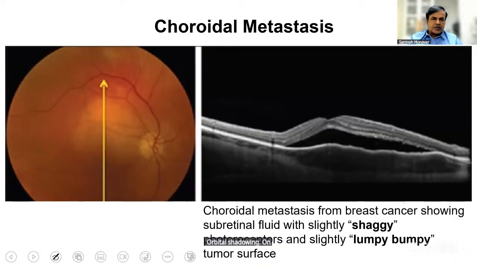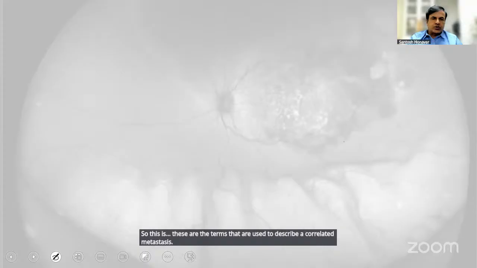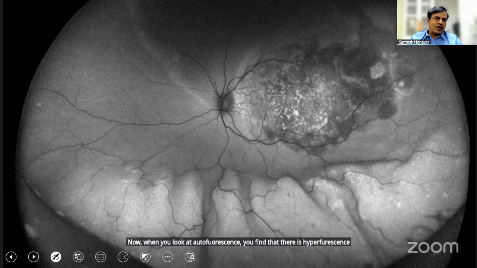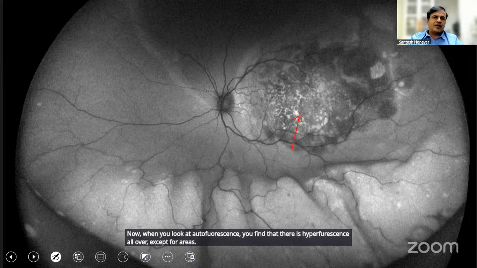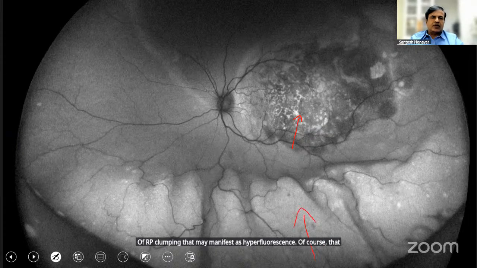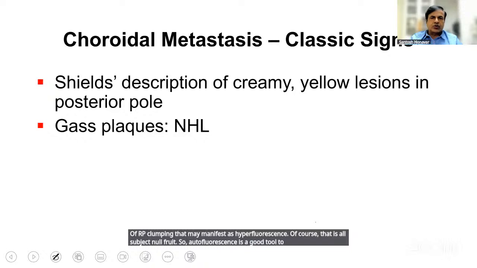On OCT, this is a typical picture. Of course, there is a spectrum again. This is a patient with a metastasis from a breast cancer showing subretinal fluid here with shaggy photoreceptors and a lumpy bumpy tumor surface. So these are the terms that are used to describe a choroidal metastasis on OCT. Now, when you look at autofluorescence, you find that there is hypofluorescence all over except for areas of RPE clumping that may manifest as hyperfluorescence. Of course, that is all subretinal fluid. So autofluorescence is a good tool to diagnose choroidal metastasis.